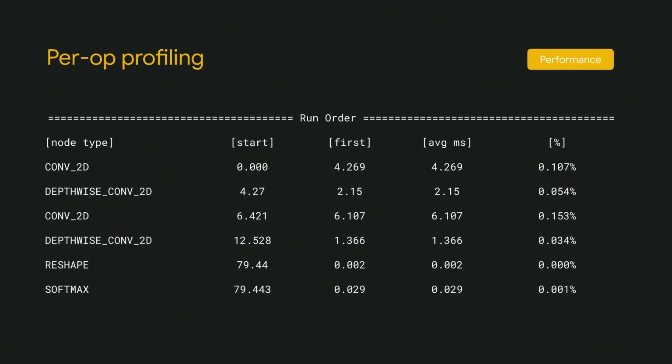So this is basically what you'll get as an output when you are doing per-op profiling. It really does enable you to narrow down your graph execution and then go back and tune performance bottlenecks.